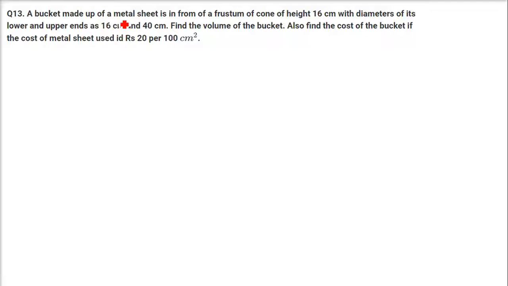A bucket made up of metal sheet is in the form of frustum of a cone of height 16 centimeter with diameters of its lower and upper end this much. Find the volume of the bucket. Also find the cost of the bucket if the cost of metal sheet used is rupees 20 per 100 centimeter square. That is, for 1 centimeter square it will be 20 by 100.